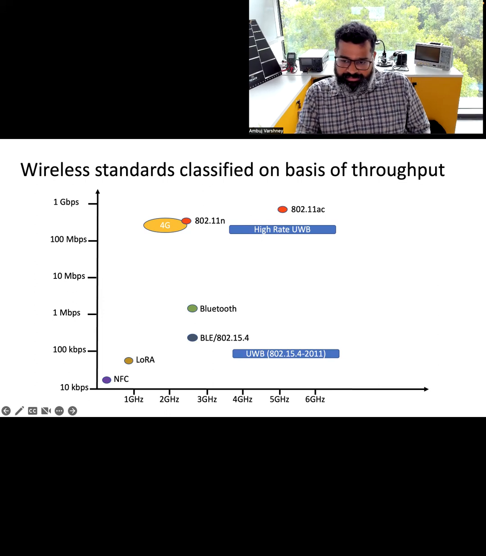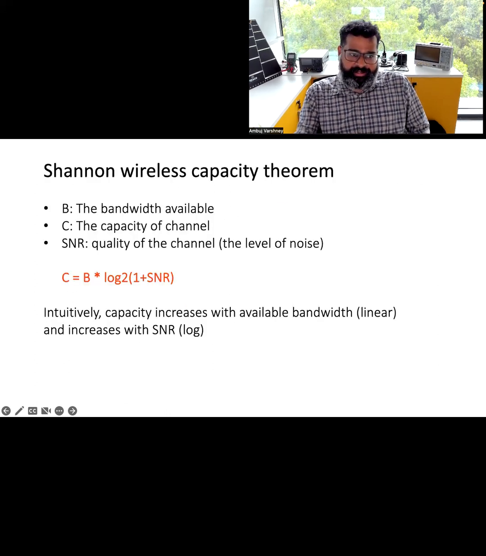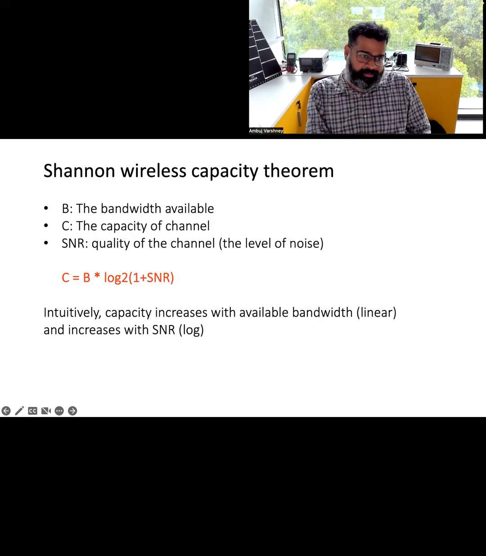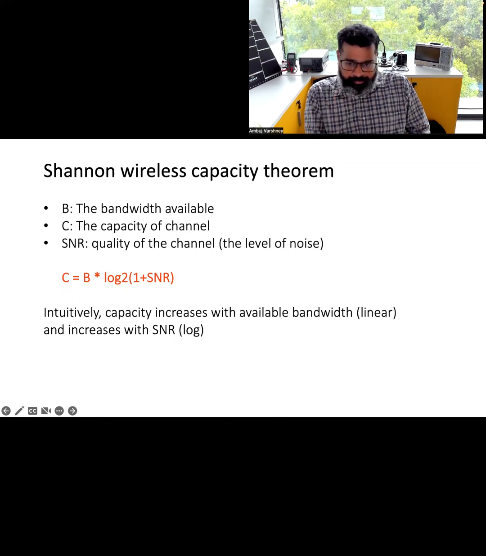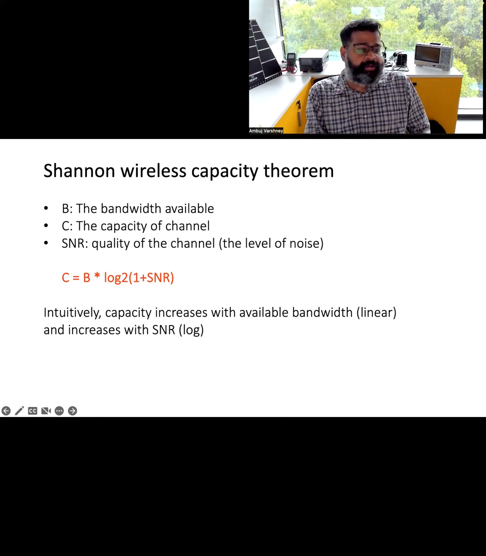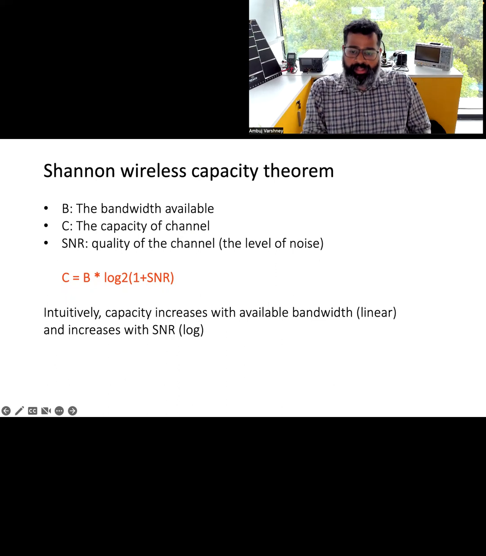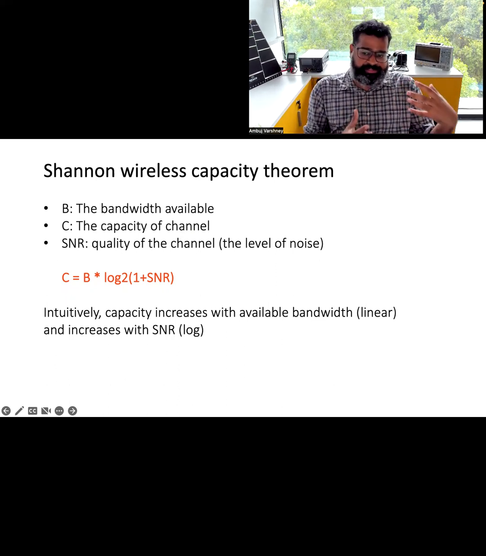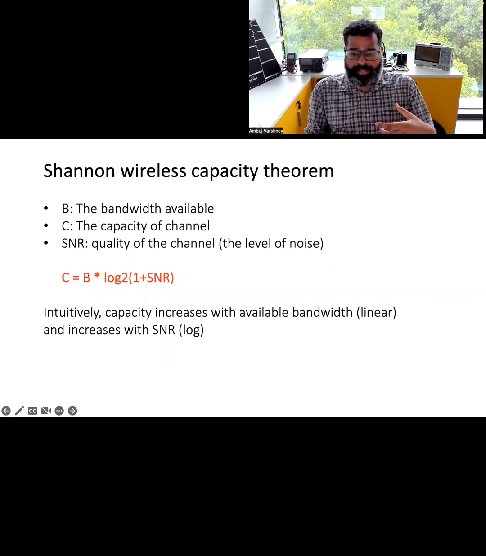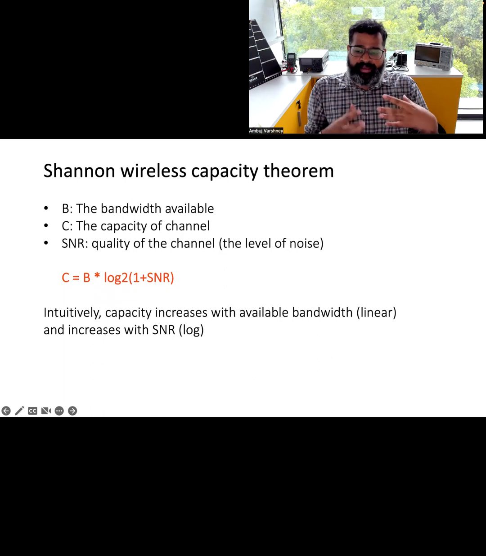We can get an intuition for it from this very famous wireless capacity theorem devised by Shannon. This fundamental equation helps us determine the capacity, that means how much information can be carried by a wireless channel. At a very basic level, it defines the capacity of a channel as a relationship between the bandwidth and the signal to noise ratio.